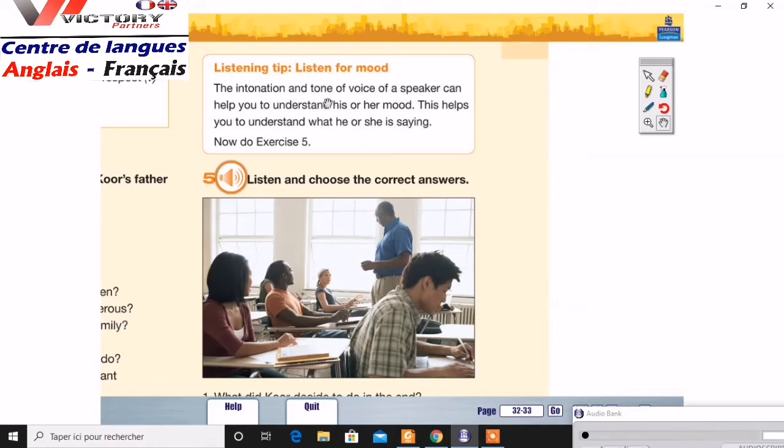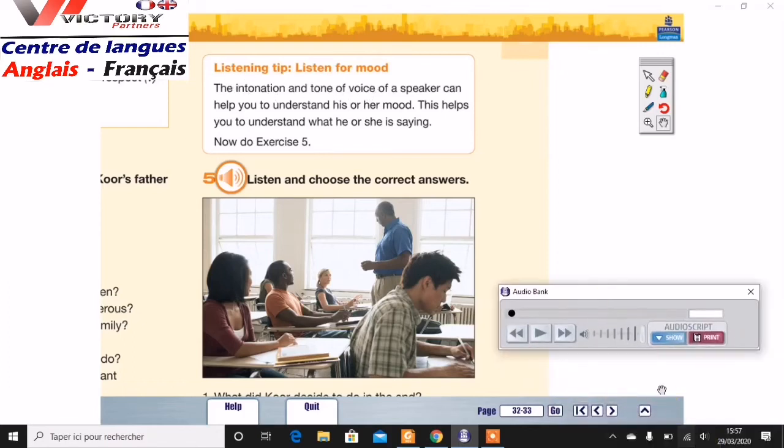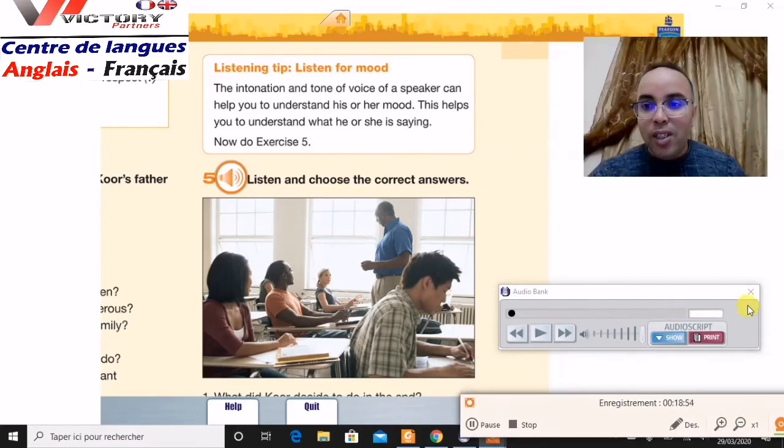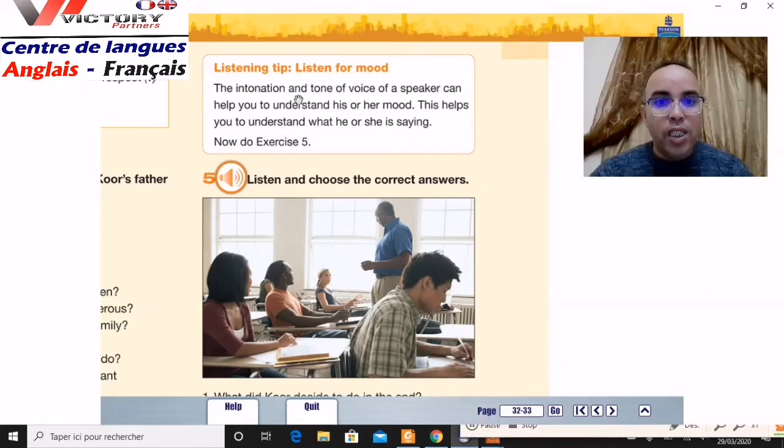So the intonation and tone of voice. This is very important. The intonation and tone of voice. Sorry, I forgot the camera. So here, the intonation and tone of voice of a speaker can help you to understand his or her mood, to see if that person is happy or angry. This helps to understand what he or she is saying.